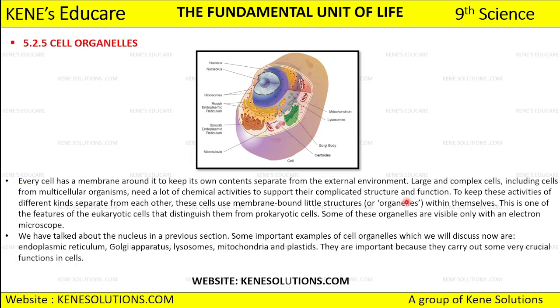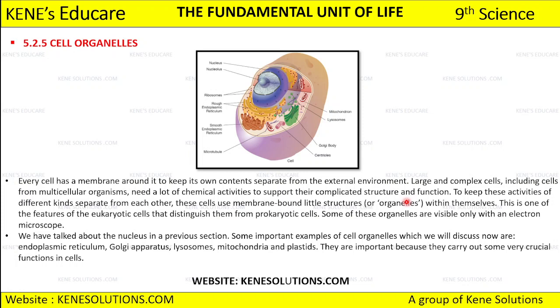What does the cell use? It uses membrane bound structures which are called organelles, and this is one of the features of the eukaryotic cell. This is one of the features that distinguishes the prokaryotic cell from the eukaryotic cell. And remember that some of the organelles are visible only with an electron microscope. If we do not have an electron microscope, they are not visible to us. So some of the organelles you can say are visible only through the electron microscope.